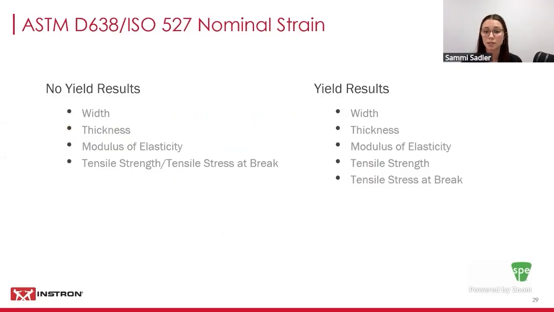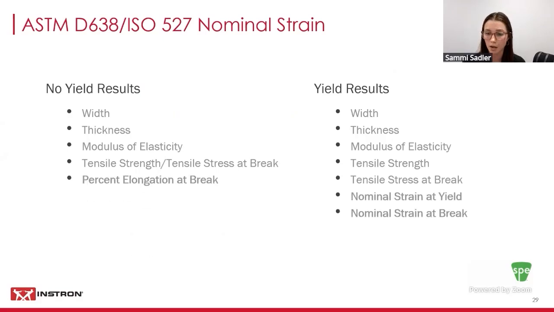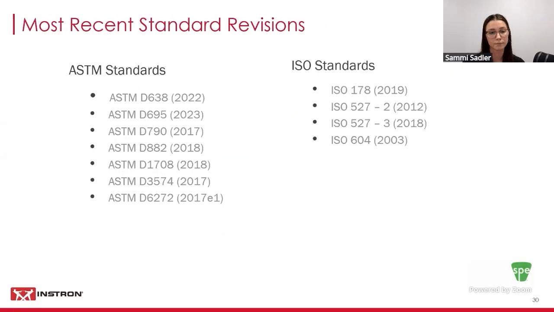So how does this affect your results? When a material does not yield, the results table will include the displayed results up here. So we have our no yield results with our yield results. When compared directly to a material that does not yield, it will include similar results, but it will require our nominal strain calculations, our nominal strain at yield specifically and nominal strain at break. It's extremely important to display the correct results of your material so you're compliant with the testing standards. So here's a list of the most widely used standards and the most updated revisions. So please ensure you're testing to the most updated version of the standards.